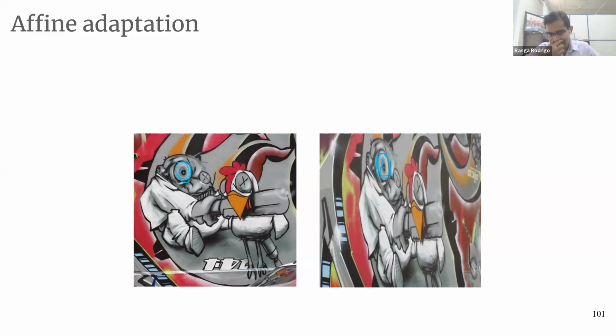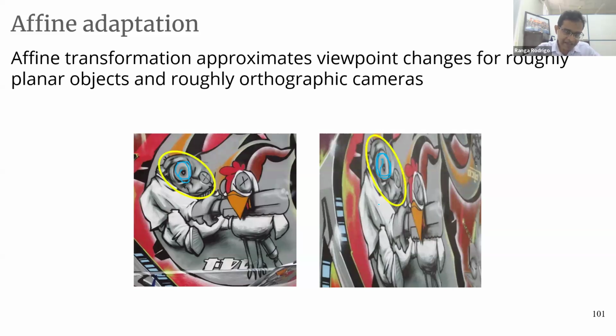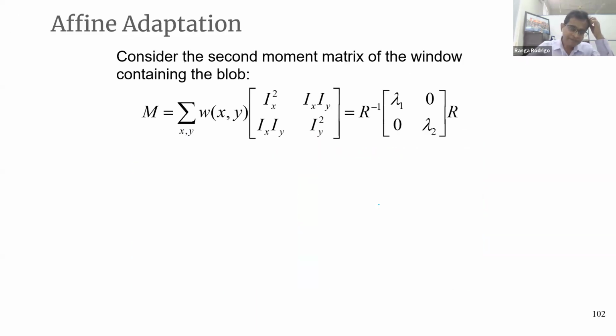So we will deeply study these things later. A circle can become an ellipse. So these kind of viewpoint changes can be handled by SIFT features. Therefore, you can do some adaptation. See, affine transformation approximates viewpoint changes for roughly planar objects and roughly orthographic cameras. So then there's this thing called affine adaptation.